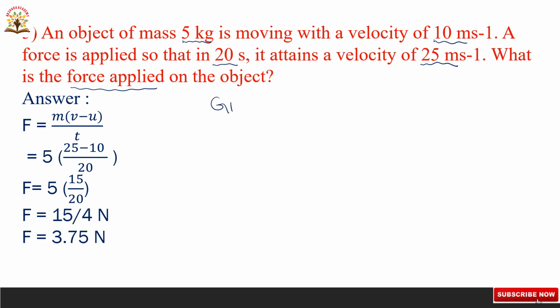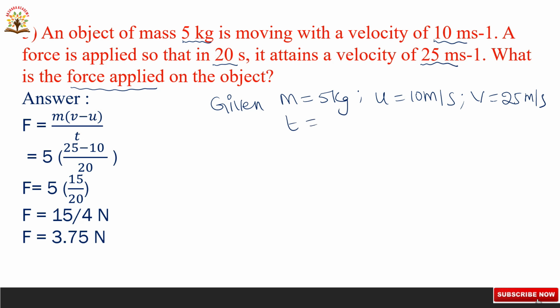So here given mass m is equal to 5 kilogram, u is equal to 10 meters per second, v is equal to 25 meters per second, and t is 20 seconds. We have to calculate the applied force. From Newton's second law of motion, F is equal to ma, a is nothing but change in velocity by time taken, acceleration. So v minus u by t.